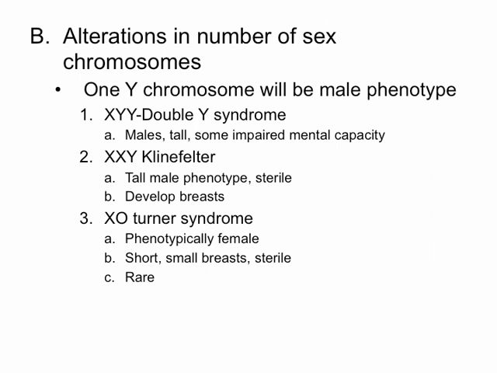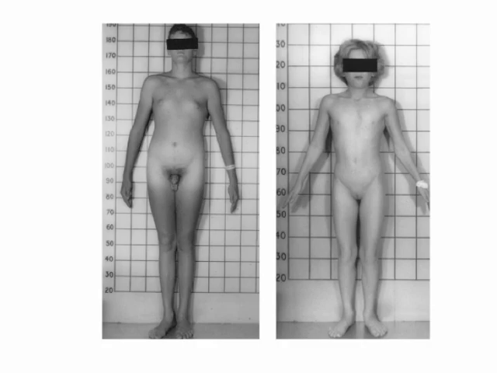And then the other alteration is XO, or Turner syndrome. In this case, the O represents a cell that would have had a lack of chromosomes or no DNA. So this phenotypically is a female because there's only the 1 X chromosome. These individuals are short. They end up with small breasts. They additionally are sterile. And Turner syndrome ends up being fairly rare. So if you take a look at this, the individual on the left would have Klinefelter syndrome, and the individual on the right would have Turner syndrome.